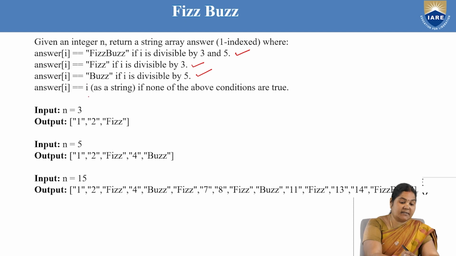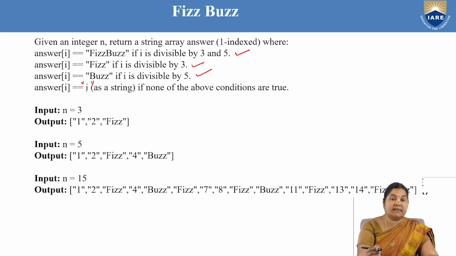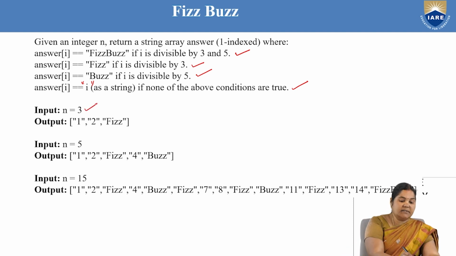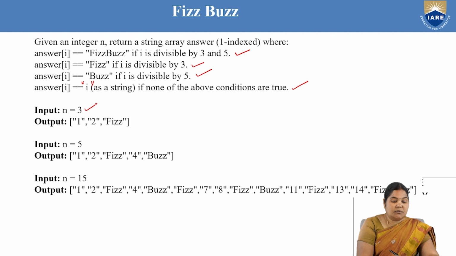You have to remember i as a string, so you have to imagine like this, if none of the above conditions are true. Now, if you consider n is equal to 3, is 3 divisible by both 3 and 5? No. Is 3 divisible by 3? Yes. So you have to return fetch.